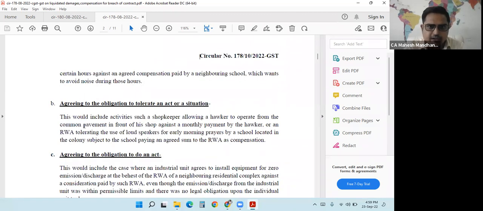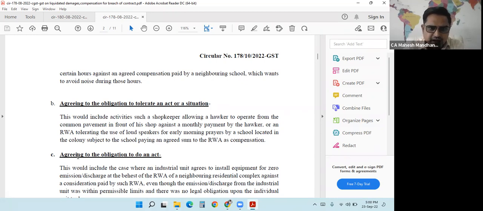Now, agreeing to the obligation to tolerate an act or situation. Certain examples are given. I am taking the same examples which are there in the circular. A shopkeeper allowing a hawker to operate from the common pavement in front of his shop against a monthly payment by the hawker to the shopkeeper. Or a resident welfare association, in simple words, a housing society, tolerating the use of loudspeaker for early morning prayers by a school. In this case, the school will pay a certain amount to the society for tolerating such an act.